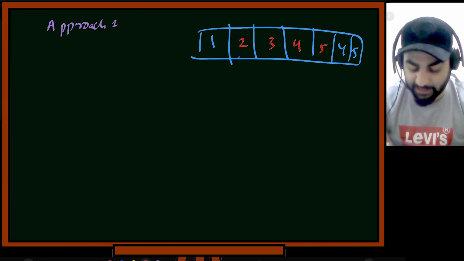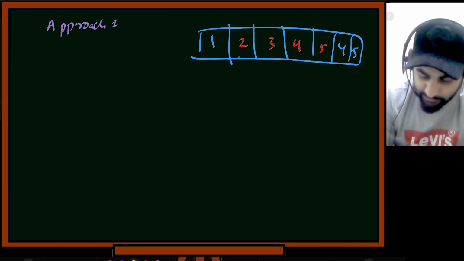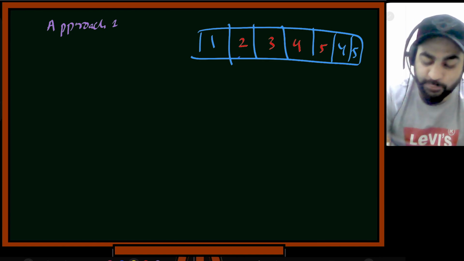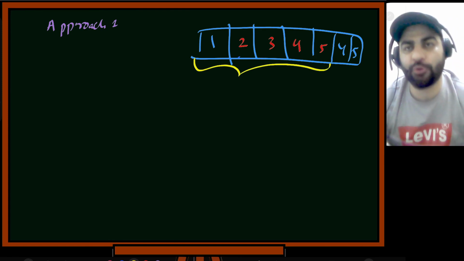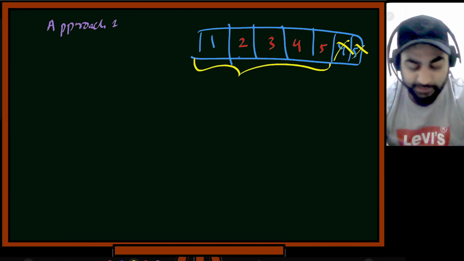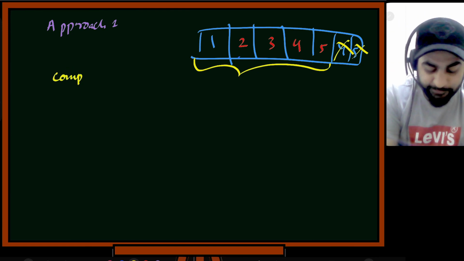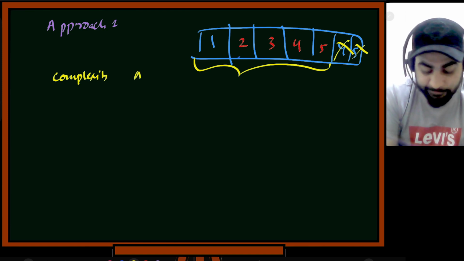Let's do the complexity analysis first, and I think this is the correct approach. Yes, I don't see any problem with this approach. Because we only want these many elements, the distinct number of elements, and we don't care about other elements. Whatever there are, I don't care about these elements now. So let's do the time complexity analysis.